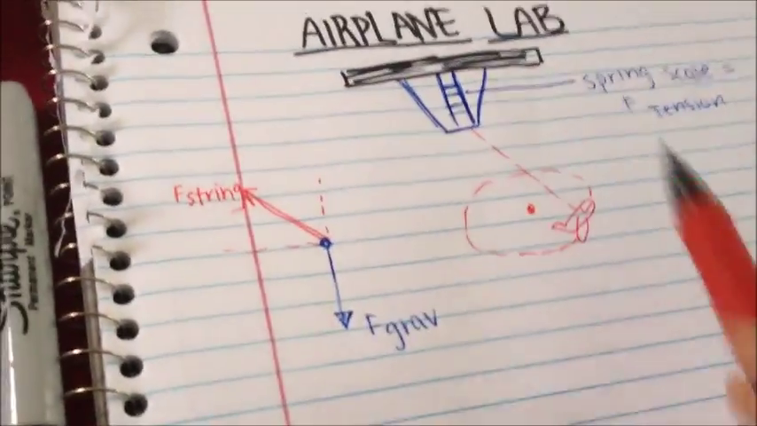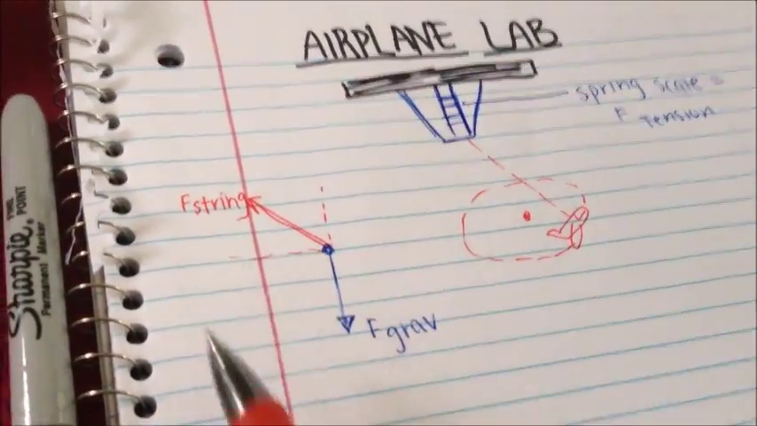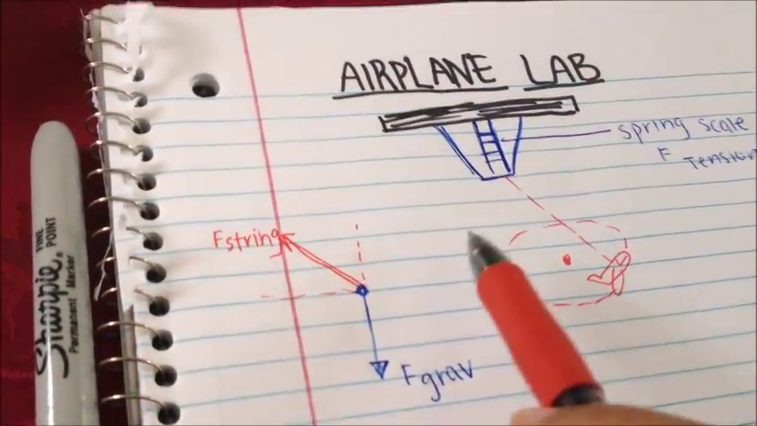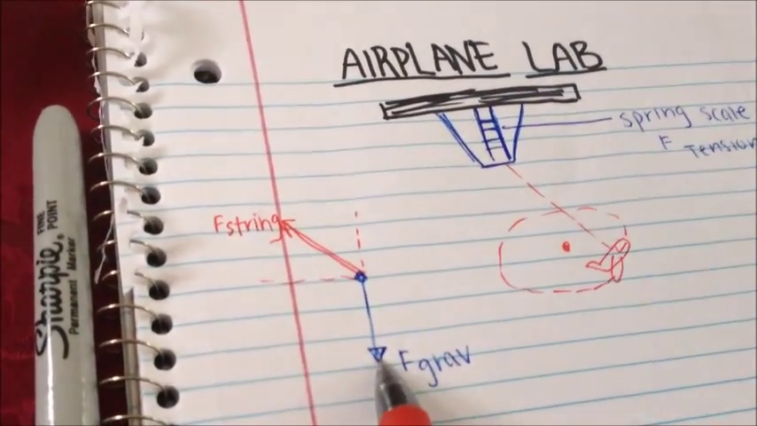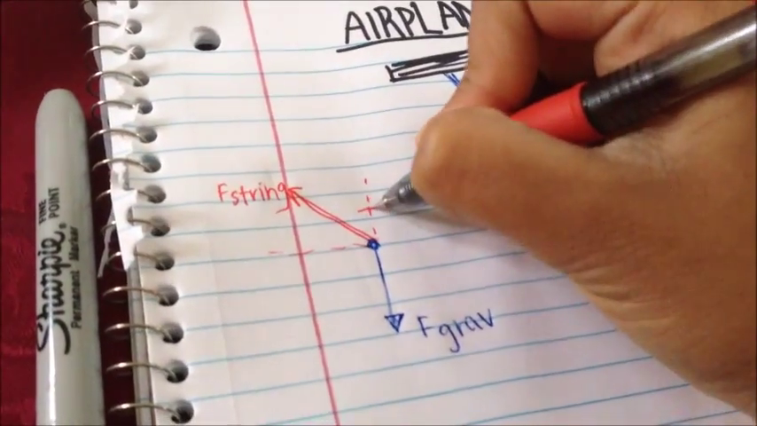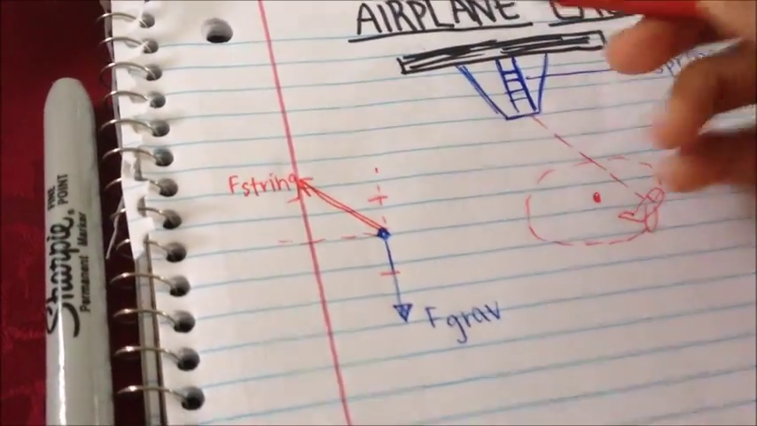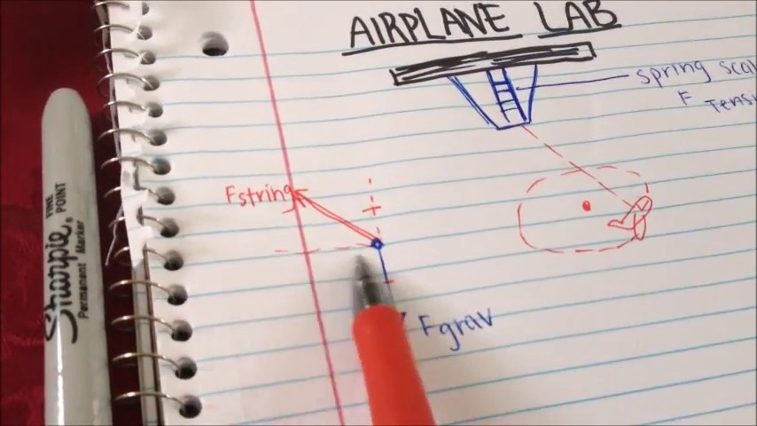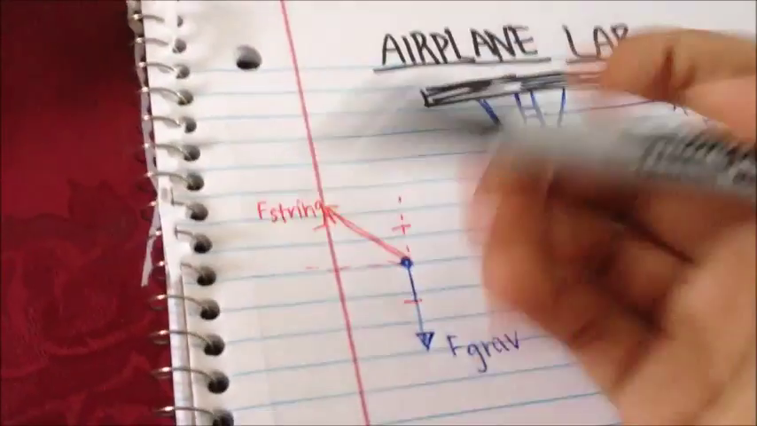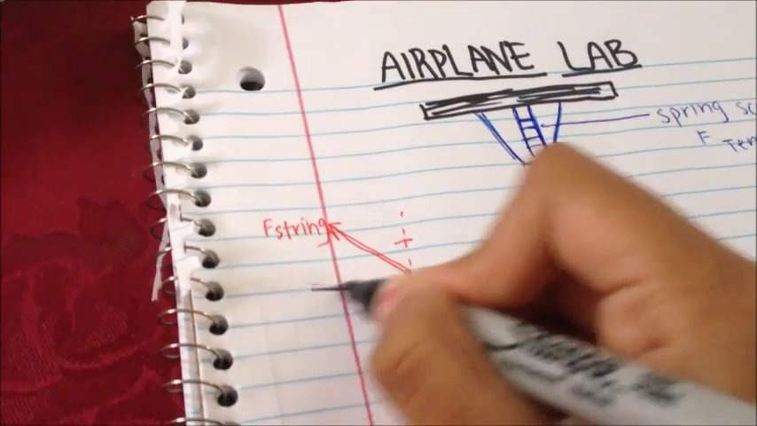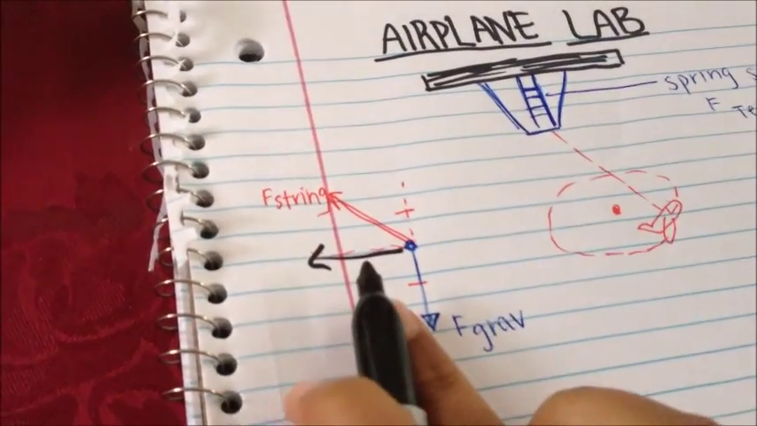Since this plane is only traveling in just the X plane and it's not moving up or down, we know that F grav has to be equal to the Y component of the string. So these two are congruent. So if these two cancel each other out, all we have left is this component, the X component. So basically, this here, this is our F net, or also the centripetal force.